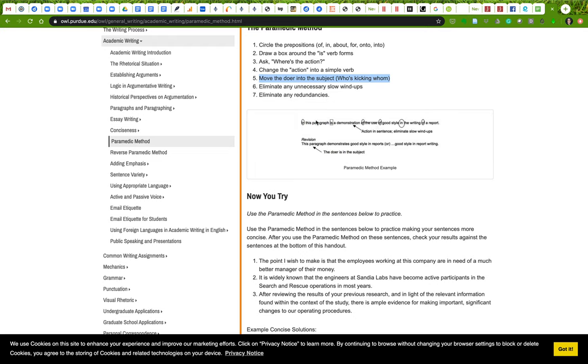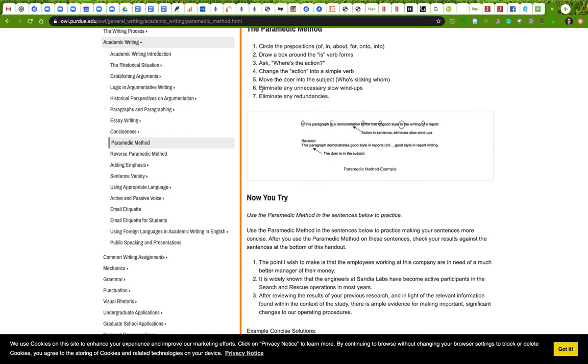So already I've eliminated a ton of these prepositions, by just trying to find and fix the verb and the action in the sentence, trying to clarify that. And then you want to eliminate any unnecessary windups, like in this paragraph, "the point I wish to make is that," or "it is widely known that." Notice that they typically have lots of prepositions, and they also have verbs to be. "After reviewing the results of your previous research and in light of the irrelevant information found within the context of the study, there is ample da, da, da." So we want to try to eliminate any unnecessarily slow windups, and then finally any redundancies.